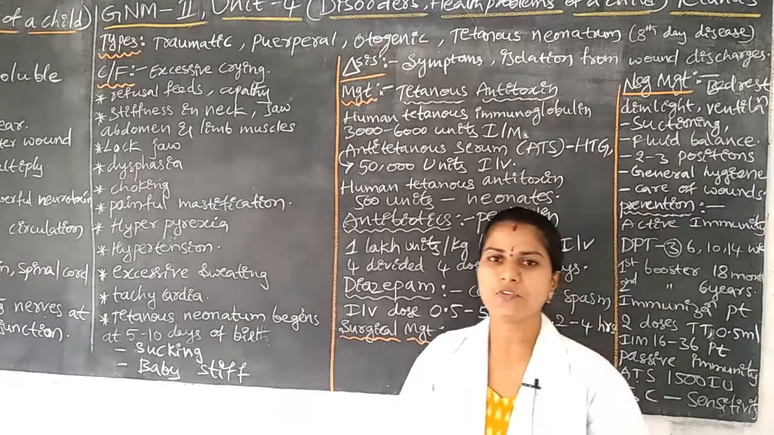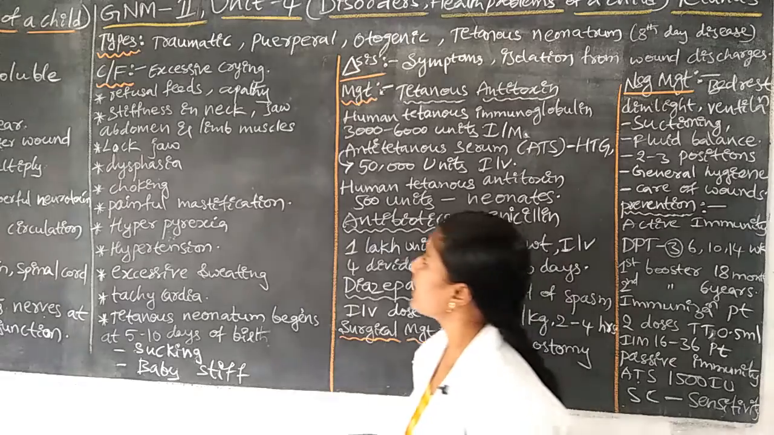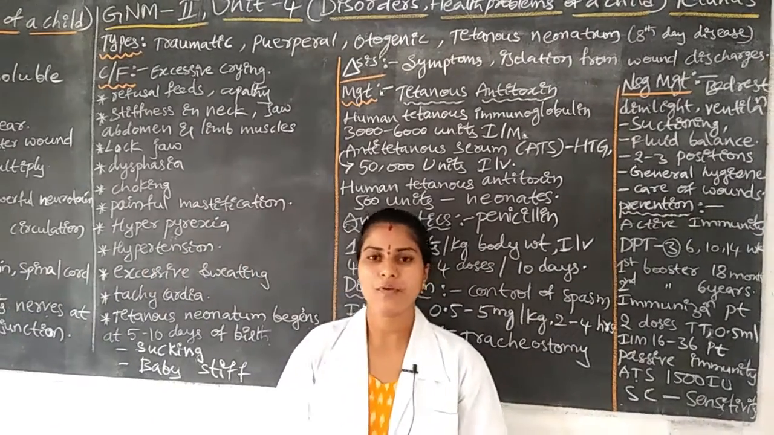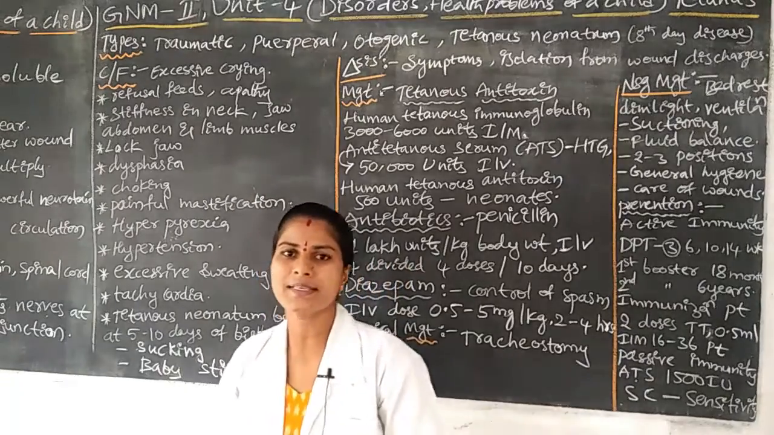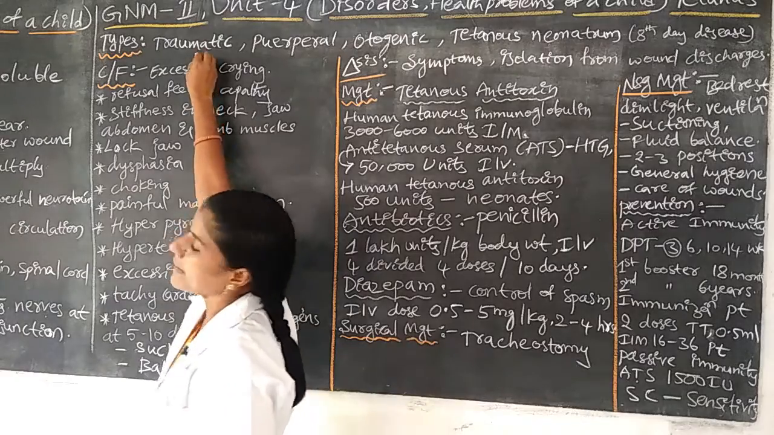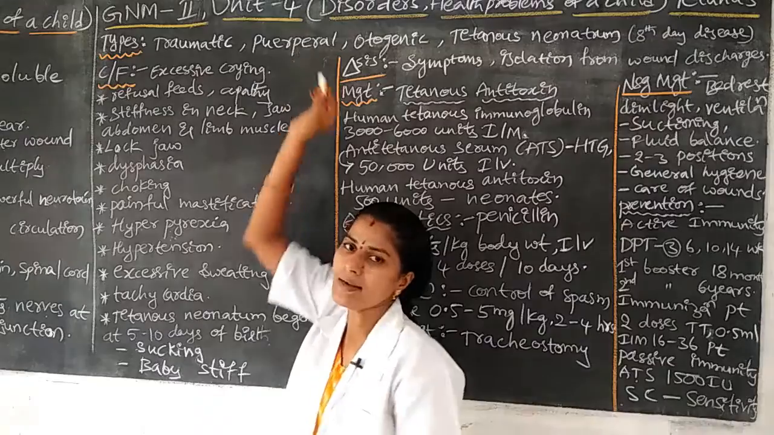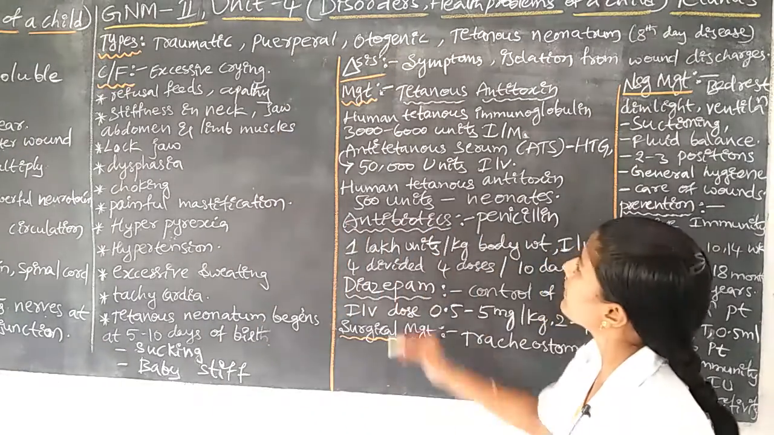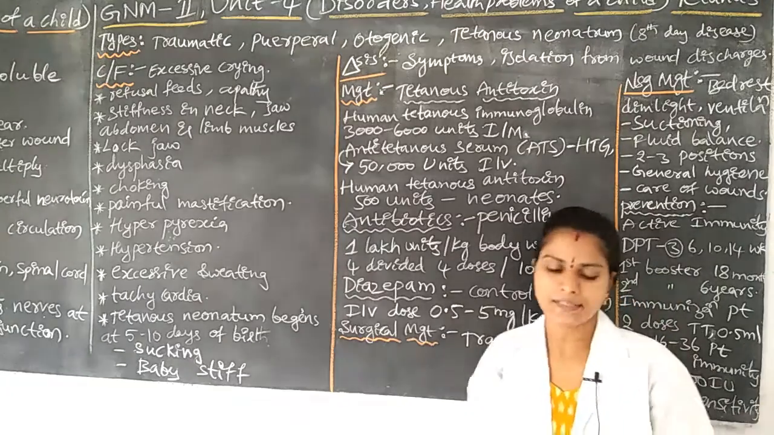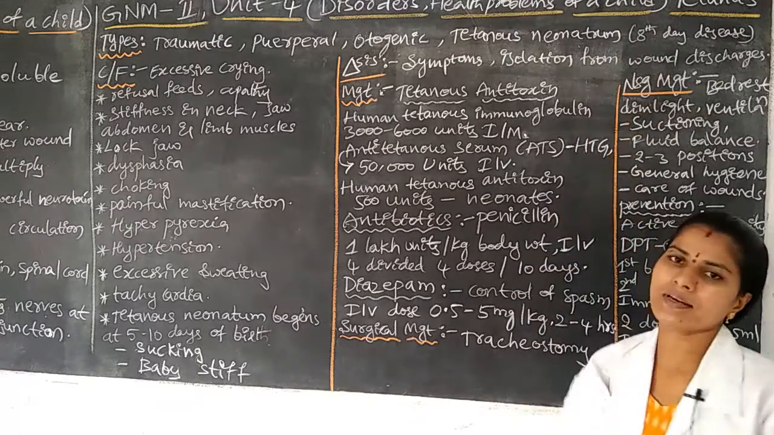How many types of tetanus are there? Here, there are mainly 4 types of tetanus disease. The first one is traumatic tetanus. The second one is puerperal tetanus. The third one is autogenic tetanus. The fourth one is neonatal tetanus.